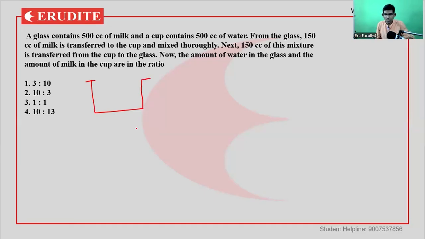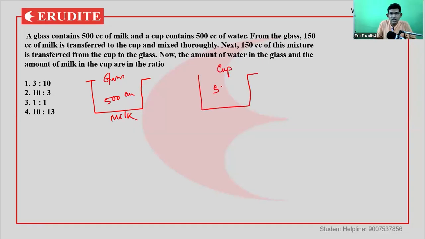Okay. So first one is, this is the glass. So this contains 500 cc of milk. And this one is a cup. And this contains equal volume of water as per the question. Now what happened first? So first you take out 150 cc from here. Okay. So you take out 150 cc of milk and mix it here. Then it becomes a solution of water and milk.